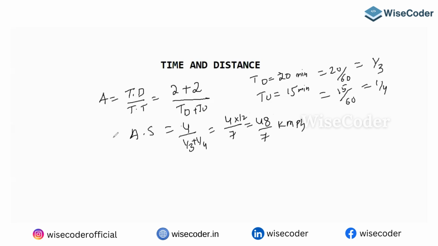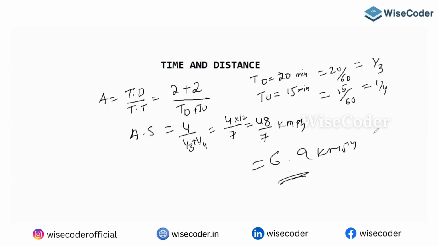You can do it approximately, 6.9 kilometers per hour, because 7 sevens are 49. You're going to get 6.9 point something like that. So this is the approximate value. If you want the exact value, you can put it like that, 48 by 7. You can put it over there. This is how you can answer your questions based on this particular concept.